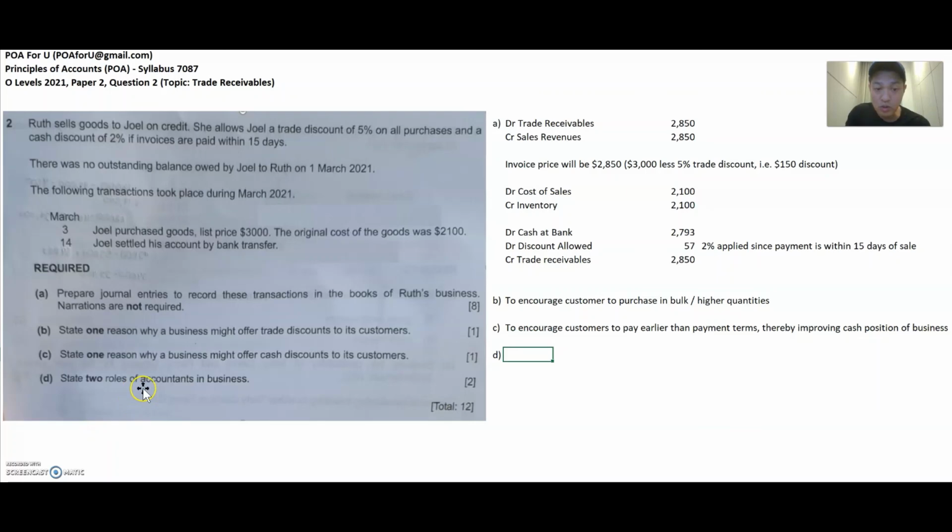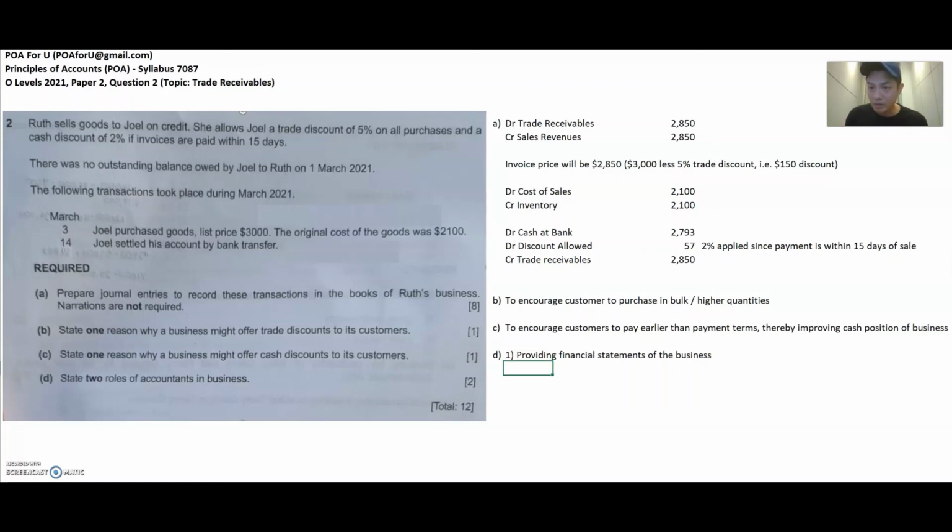Now, next question: 2 roles of accountants in the business. All right, so accountants help put together the financial statements. We all know that, right? Because you guys are tested in paper 2, question 1. Prepare the statement of financial performance and a statement of financial position, and that's really the core of what accountants do. So the first thing is to provide financial statements.